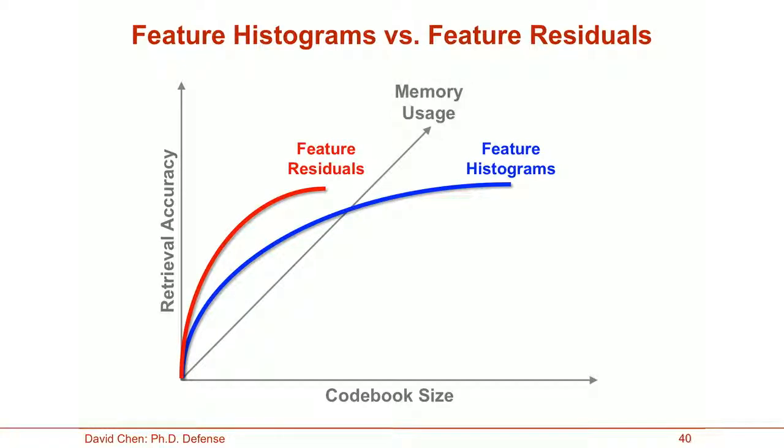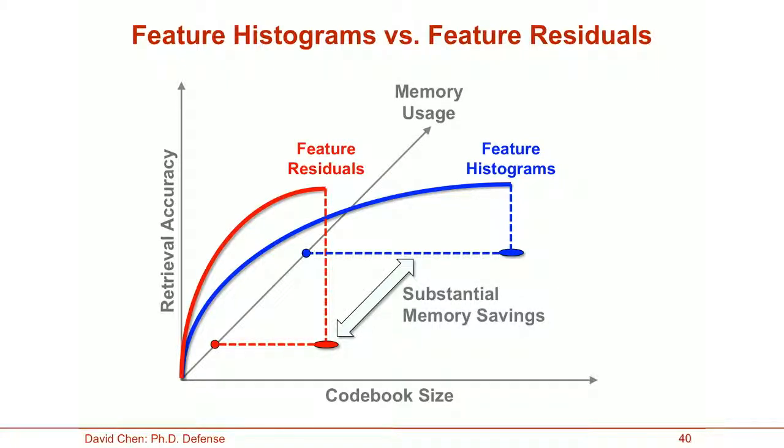This important difference has significant implications if we consider a third dimension, which is the memory usage of the database. With feature residuals, we can reach the same retrieval accuracy at a much smaller memory footprint, which enables substantial memory savings compared to the feature histogram-based approach.